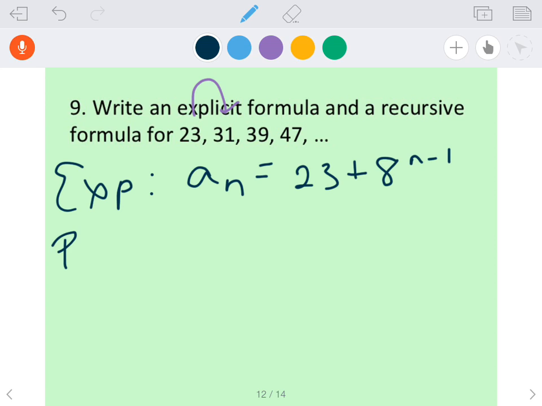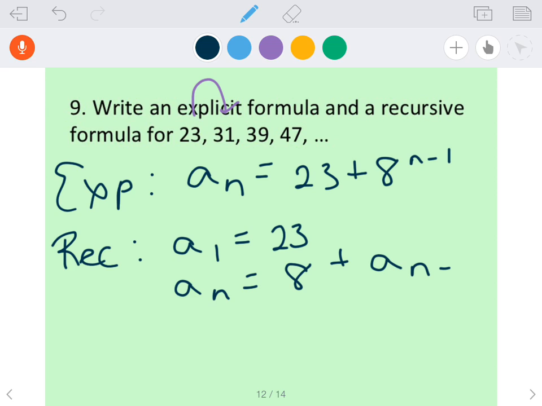And the recursive formula: a sub 1, meaning your first term, which is 23, and a sub n, you're adding 8 plus a sub n minus 1, which is your previous term.